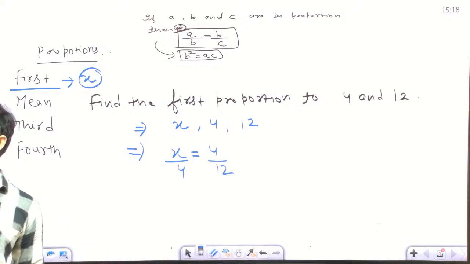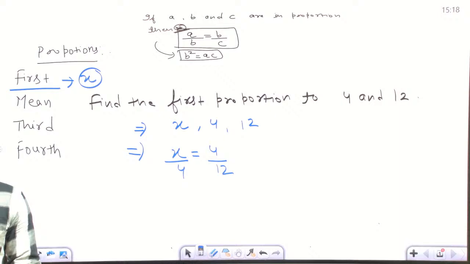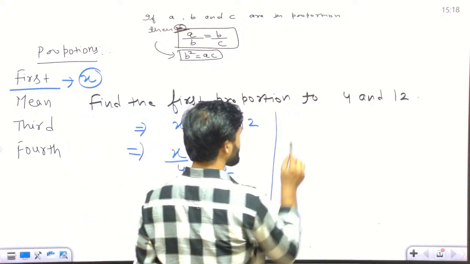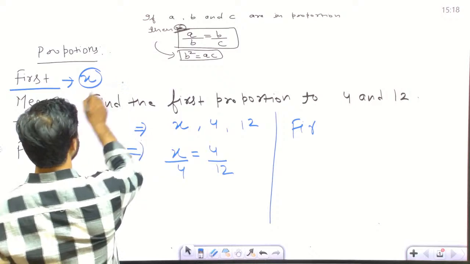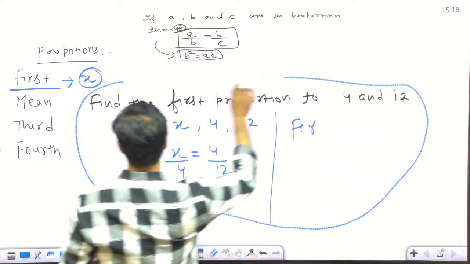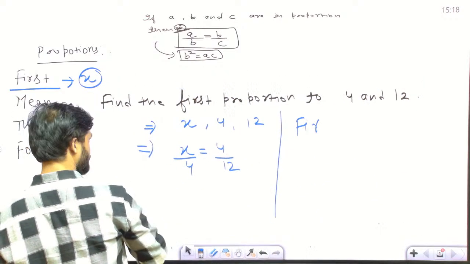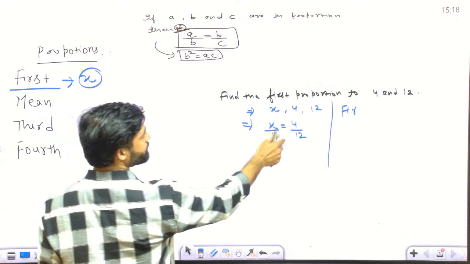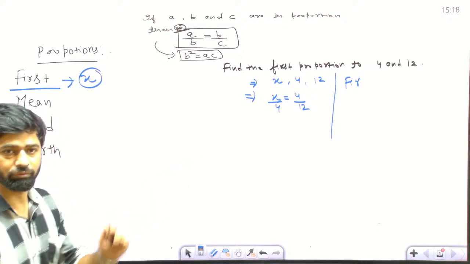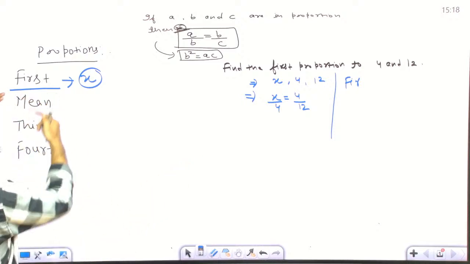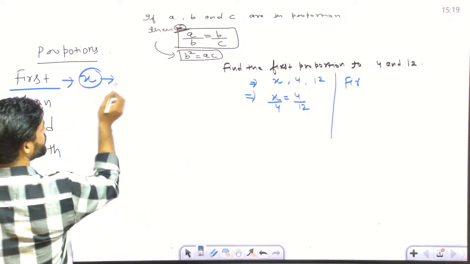It means we have to be very clear about the positions. If he asks for the first proportion of three numbers, then x will be on the first position.